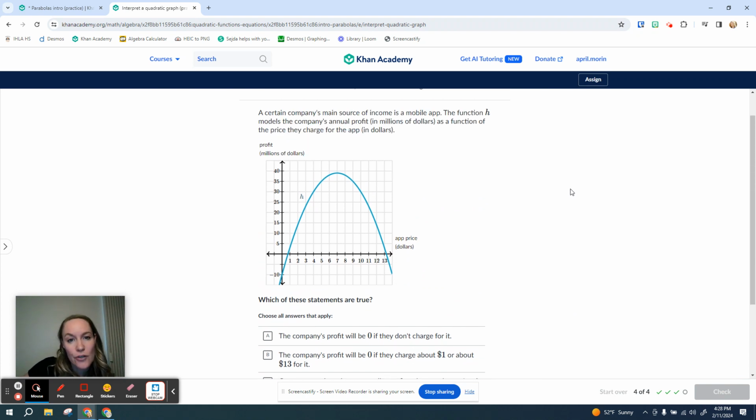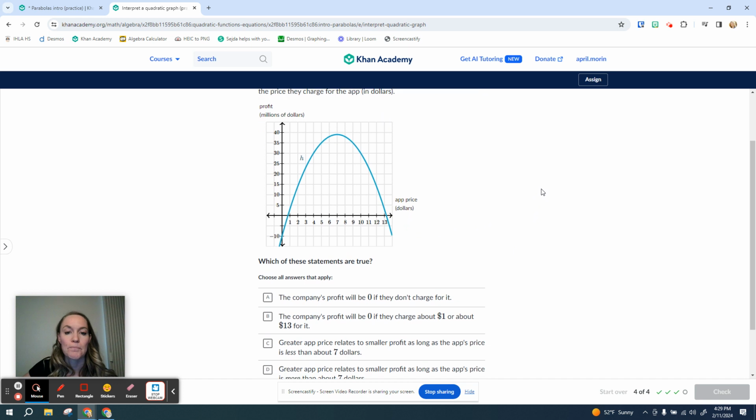Okay. A certain company's main source of income is a mobile app. The function H models the company's annual profit in millions of dollars as a function of the price they charge for the app in dollars. And remember, in any company, there can be a negative net worth where the company is losing money. So these negative values can be applied practically. But again, we're thinking of this from a mathematical standpoint where things can be theoretical. Okay, the company's profit will be 0 if they don't charge for it.